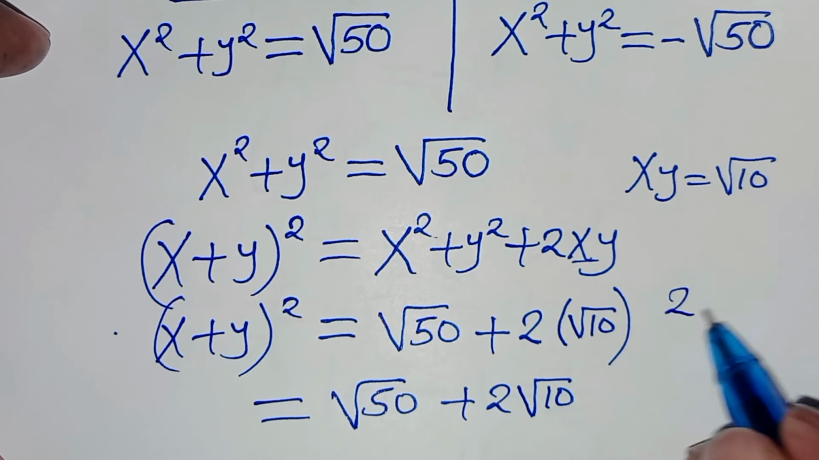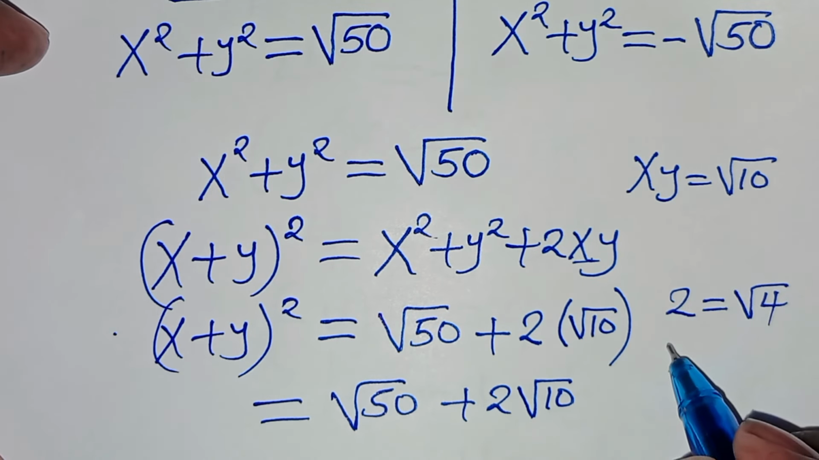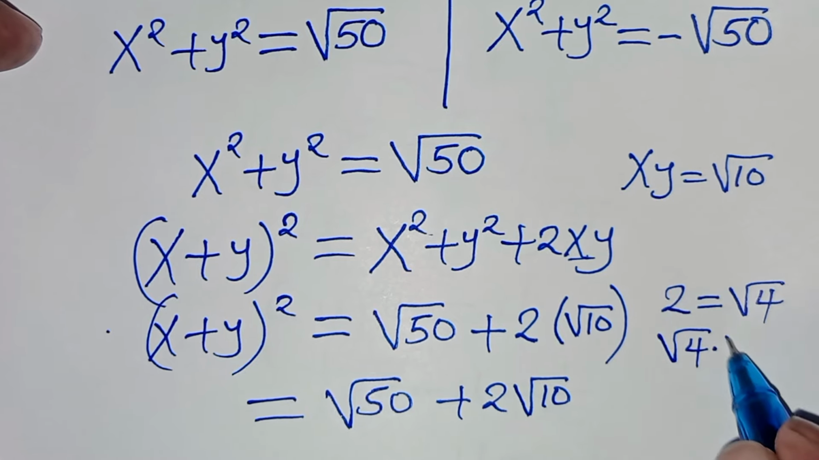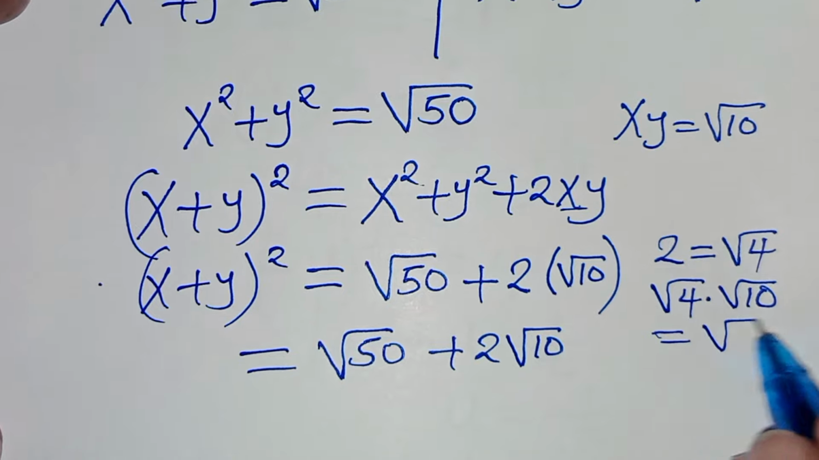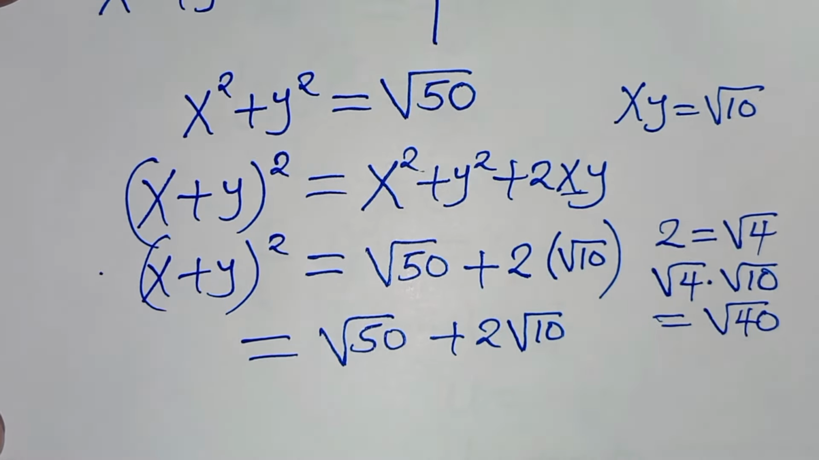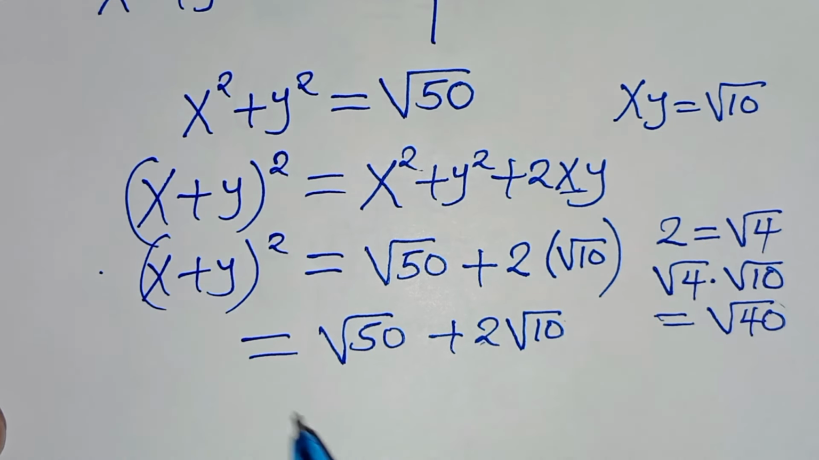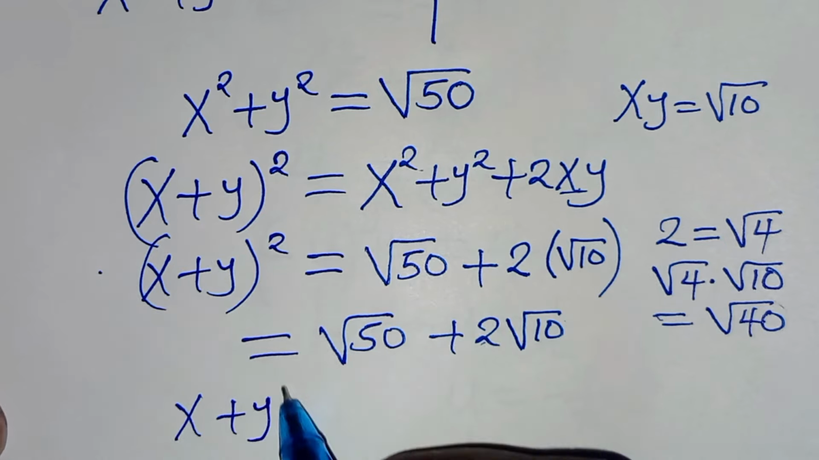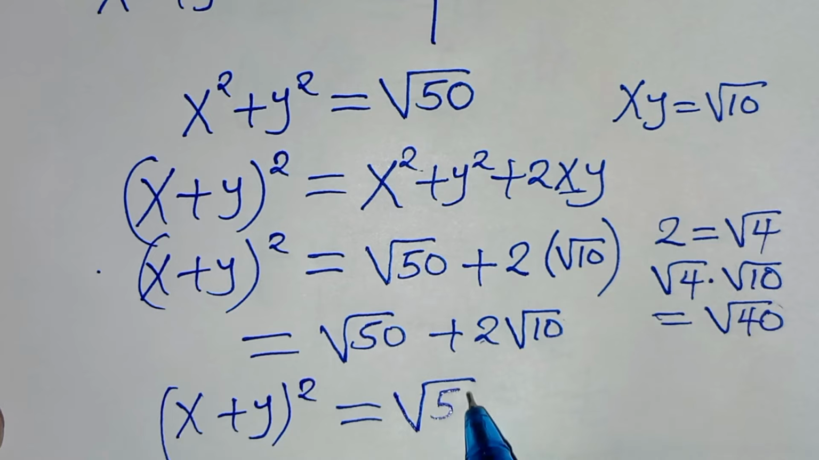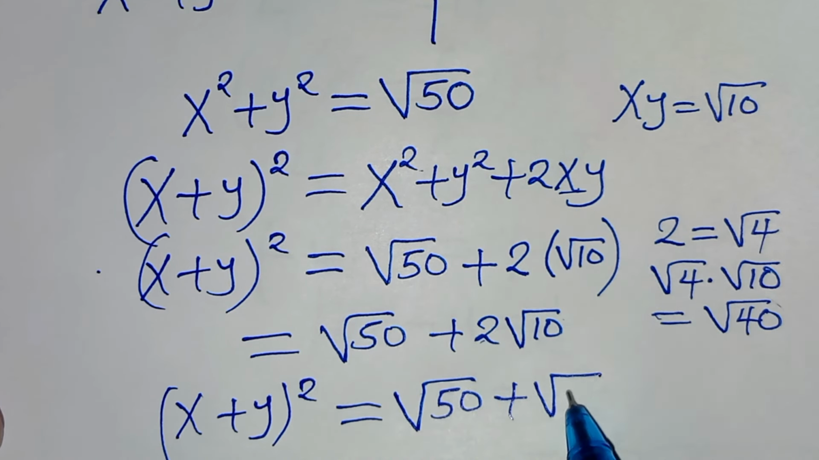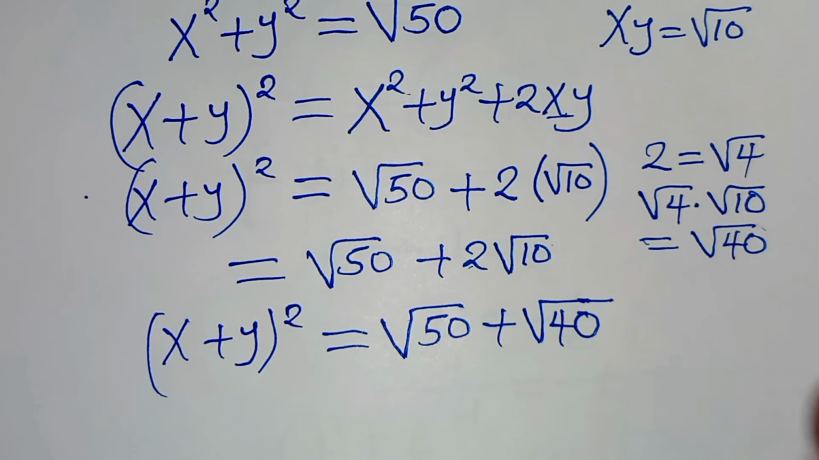Now we can express 2 as square root of 4. So this is the same thing as square root of 4 times square root of 10, and this is essentially equal to square root of 40. So this implies that 2 square root of 10 is the same thing as square root of 40. So we can express (x + y)² as the same thing as square root of 50 plus square root of 40 from here.